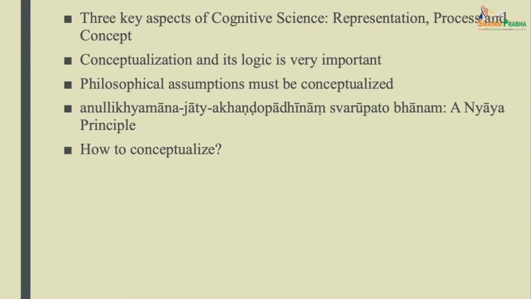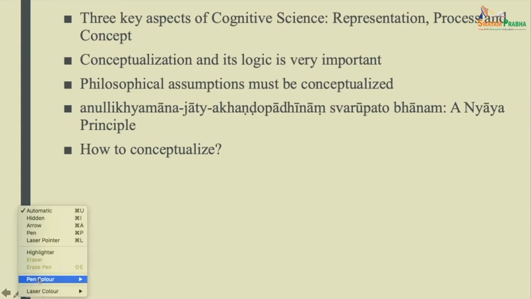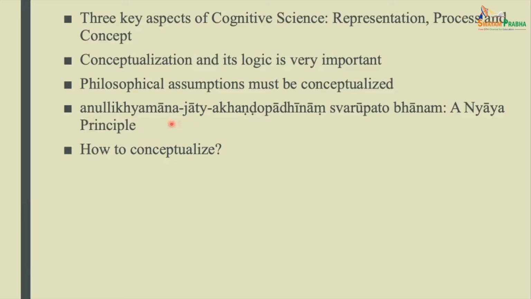Now, for us, because concepts are very important, conceptualization itself, and also the logic of conceptualization, become very, very important. A philosopher has many assumptions because their job is slightly different. Some of their assumptions are taken for granted, but not all those assumptions would be accepted by a cognitive scientist, because we need to check the very process of conceptualization of those assumptions. One such assumption is this thing which I have mentioned here: anulikyamana jati akhandopadhinam swarupato bhanam.